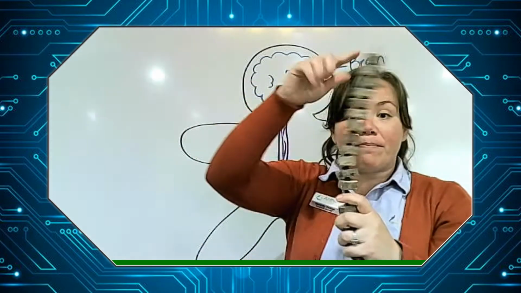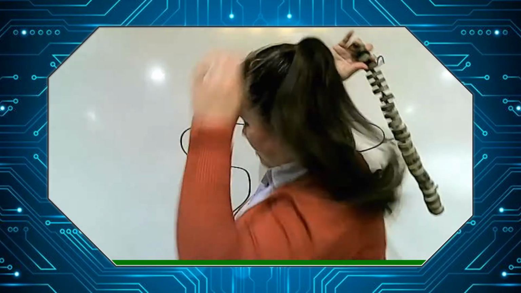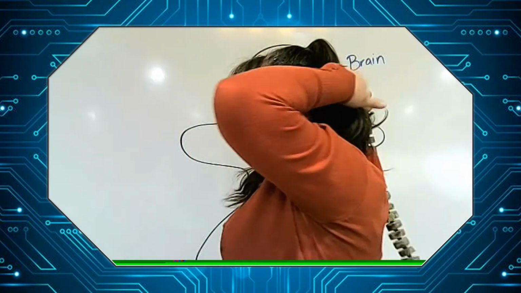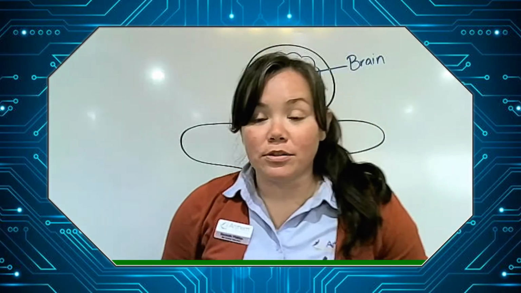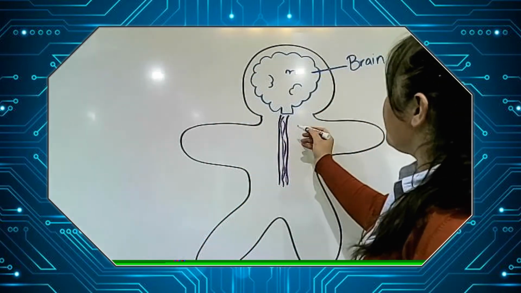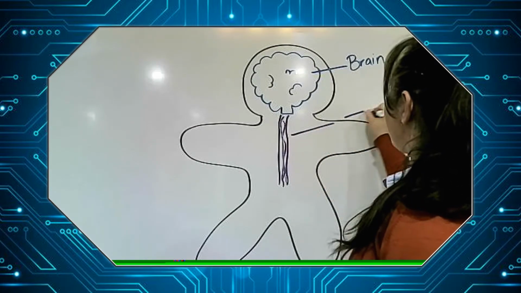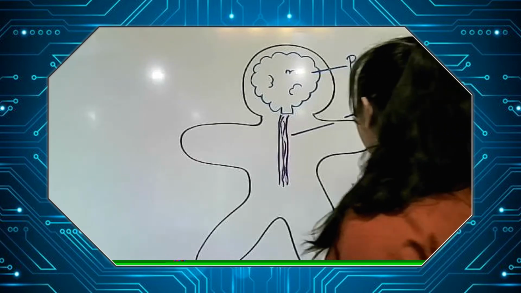And that helps transfer messages from the brain, okay, oops, my hair's in the way, from the brain, okay, down your back and through all of your nerves, which are the next thing we're going to draw. So here, I'm going to draw a line out, spinal cord, okay?